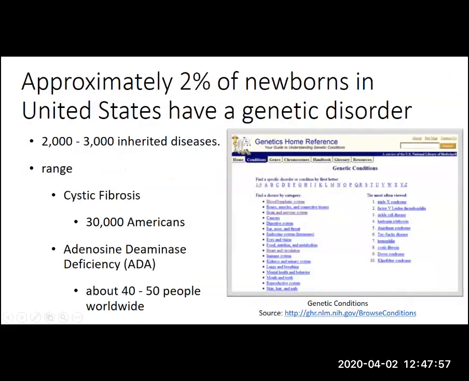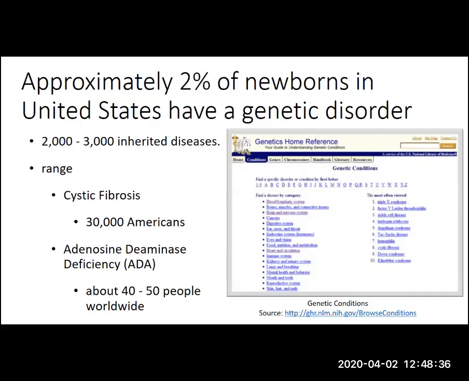But the focus of today's lecture is to look at concepts related to gene therapy and an effort to try to correct these genetic disorders to minimize the impact of these inherited diseases. According to the NIH, it's estimated that about 2% of newborns within the United States are going to be born with a genetic disorder. And their reference section, the Genetics Home Reference, indicates there's probably between 2,000 and 3,000 inherited diseases.